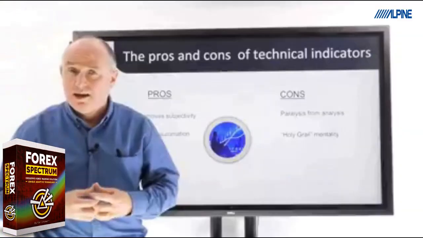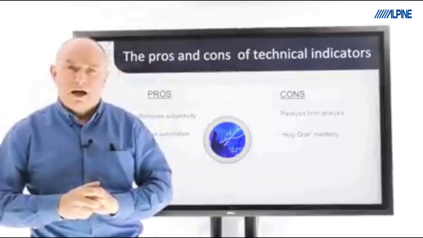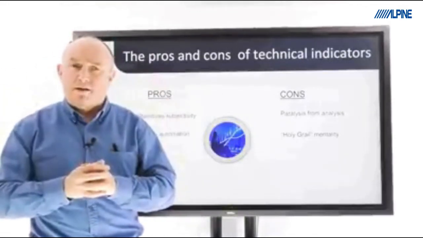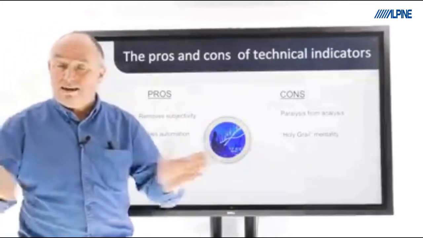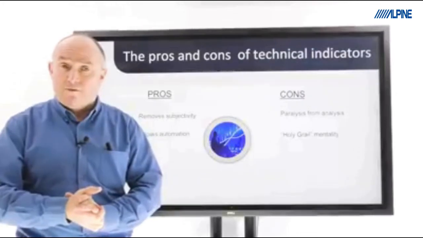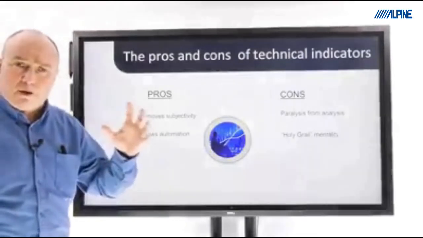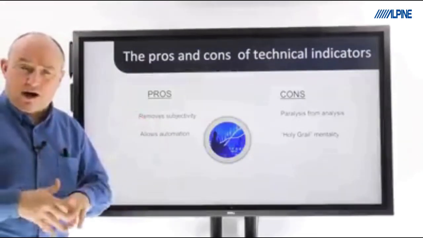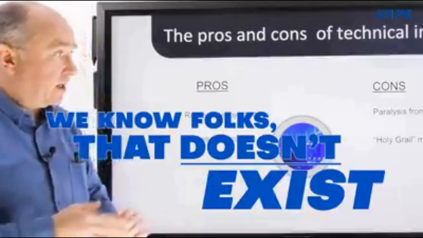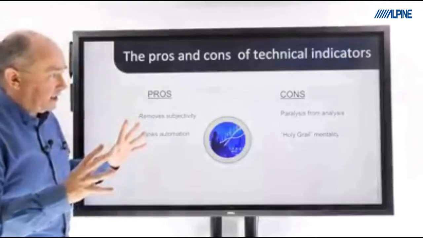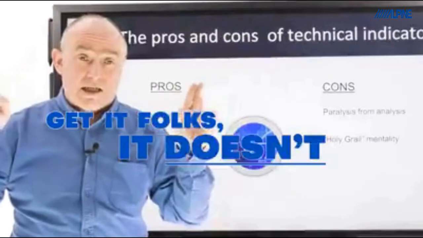And the holy grail mentality. A lot of traders think, if I just put this on, this stochastic on, or this MACD on, then I have got the perfect strategy. This is the perfect combination of indicators, and now I'm gonna give up my day job and just trade for a living because I've got the perfect holy grail strategy. So people are always looking to get that perfect set of indicators to trade. That's the holy grail. We know, folks, that doesn't exist. So there is a tendency, by using these indicators, you're always looking over the fence to look for that magic strategy. Get it, folks? It doesn't exist.